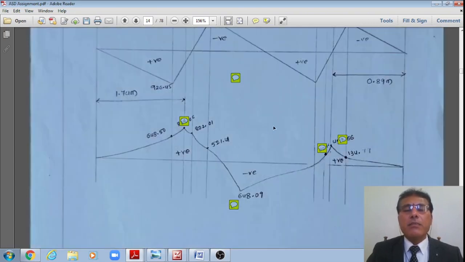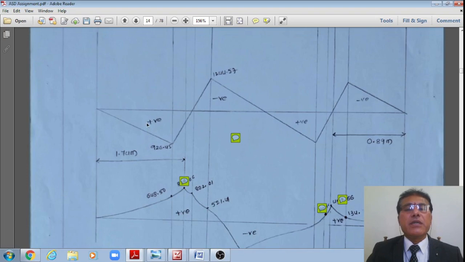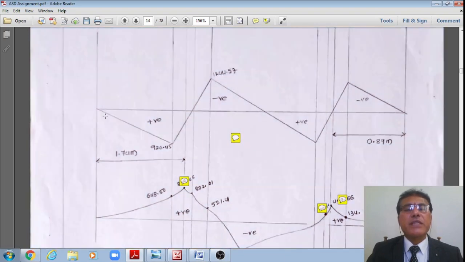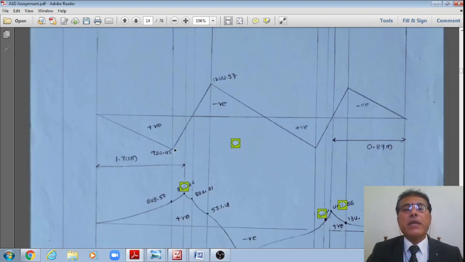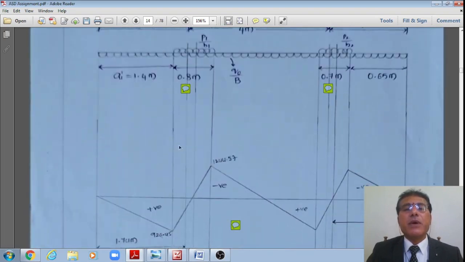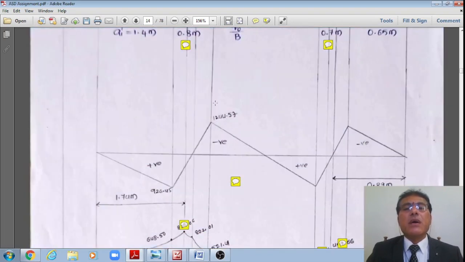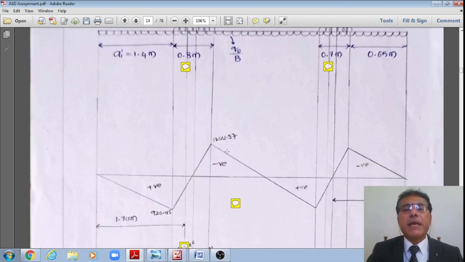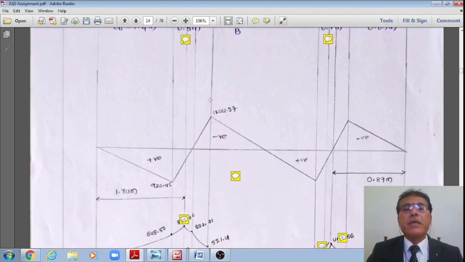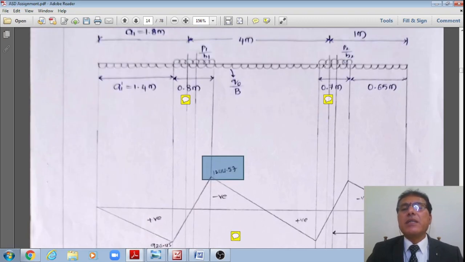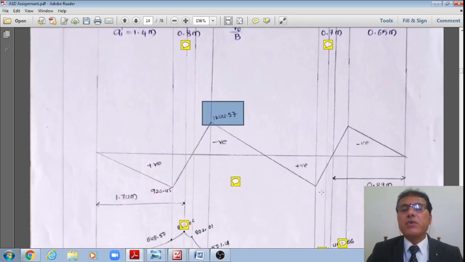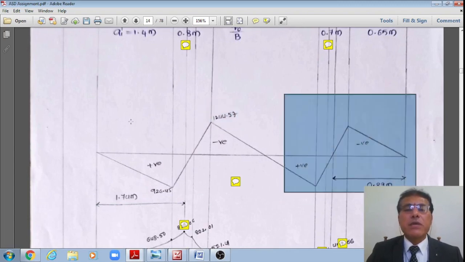The positive bending moment is equal to 648.09 kilonewton meter. Similarly, the shear force variation diagram is like this: 920 at the face of this 1.4 meter, going to 1244.57 at the end of this base plate, whereas on the other side end it goes to some numeric value, and these are small values compared to the top.